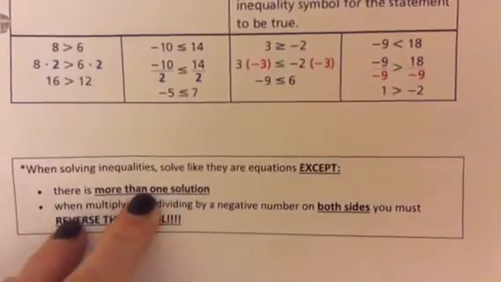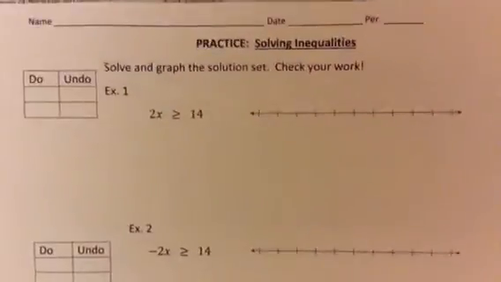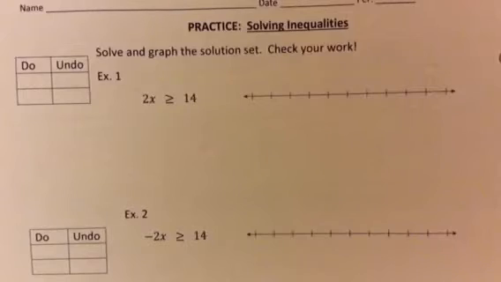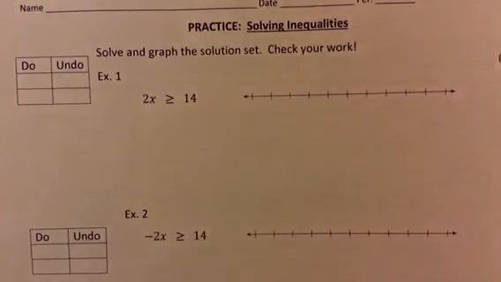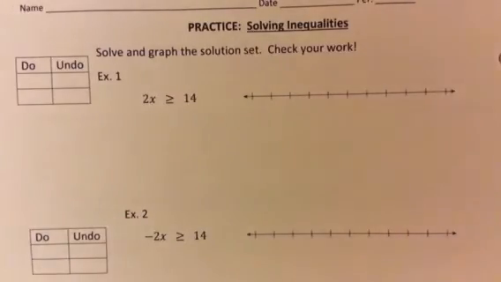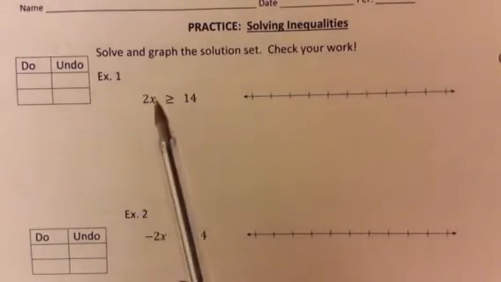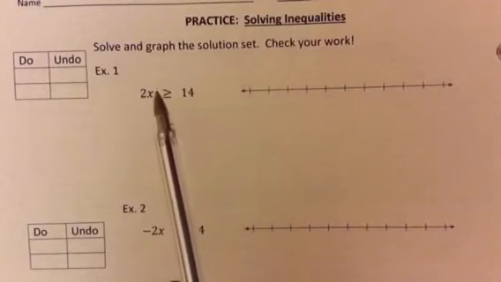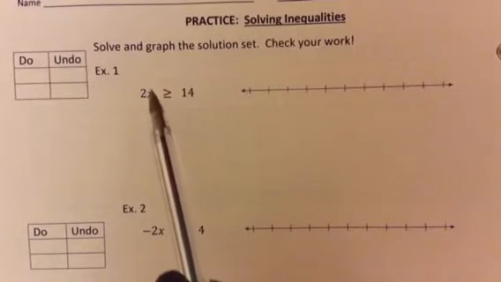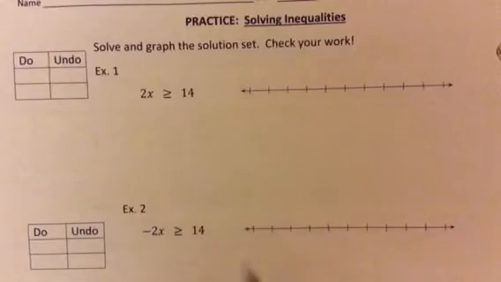So let's do some examples here. First example, we've got 2x, 2 times x is greater than or equal to 14. So we want to know all the x's that we can substitute in for this x and multiply it by 2, and it will be greater than or equal to 14. So the technique's just like an equation.